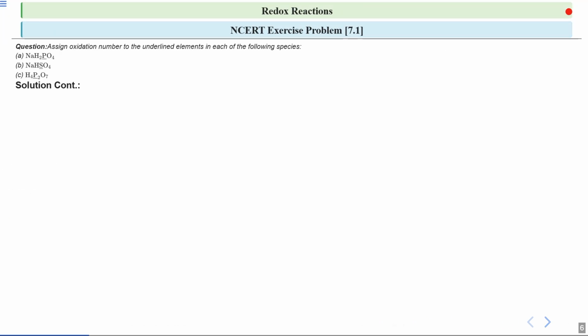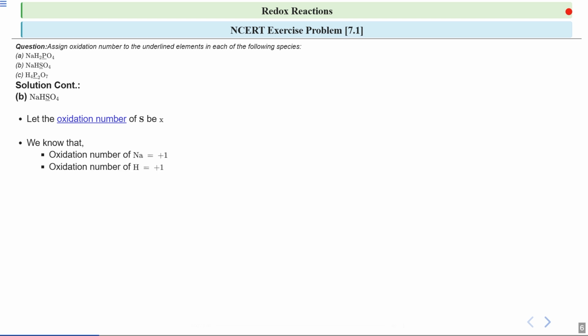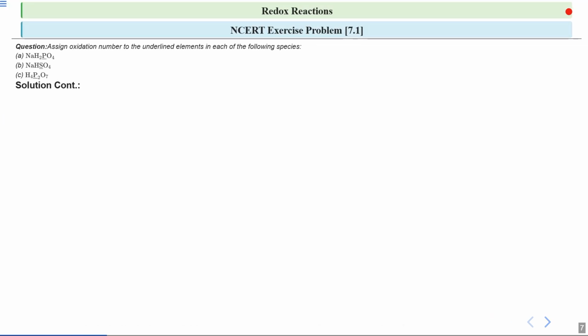So what is the next one? It is NaHSO4, in which we have to find the oxidation number of sulfur as it is underlined. Let us assume that the oxidation number of sulfur is X, and from the previous knowledge, the oxidation number of sodium will be taken as +1, hydrogen will be +1, and oxygen will be -2. Now, what was the compound? It was NaHSO4. Now this NaHSO4 is neutral in nature. Therefore, the summation of all the oxidation states will give 0.